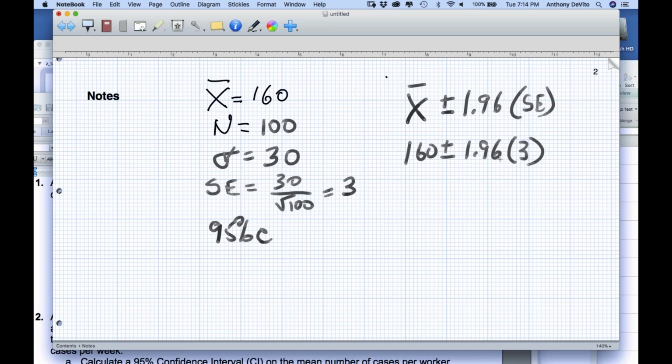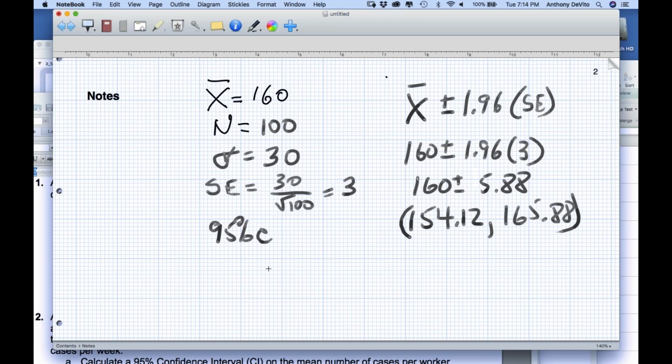Okay, I'm going to just round that to 2 for our purposes right now. So it's 160 plus or minus, actually, why not just go ahead and do it? That's going to be 5.88. So it's going to be 154.12 and 165.88. Okay, everybody get that? Okay, what would be different if I asked for a 90% confidence interval?